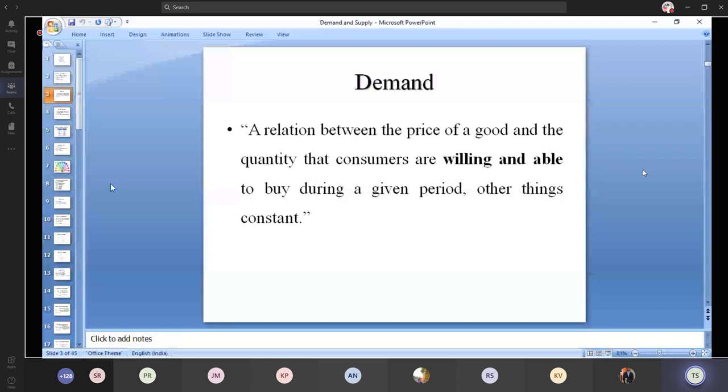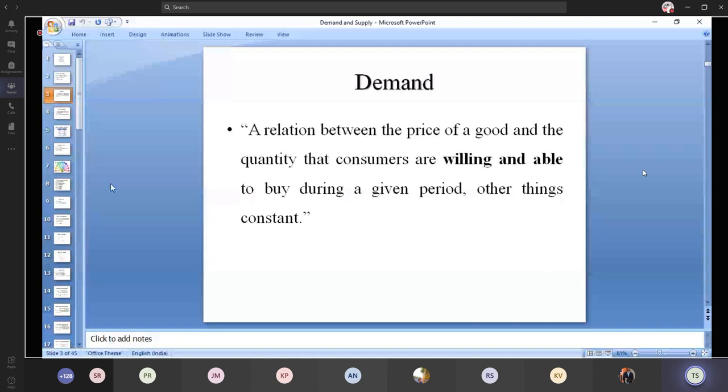So in this demand, we are going to see only two factors: the price of the commodity and how the quantity demanded changes according to the price. If the price changes, what will happen to the quantity, and if the quantity demanded changes, what will happen to the price. Only this much relationship is going to be discussed under the topic demand. Is it clear?